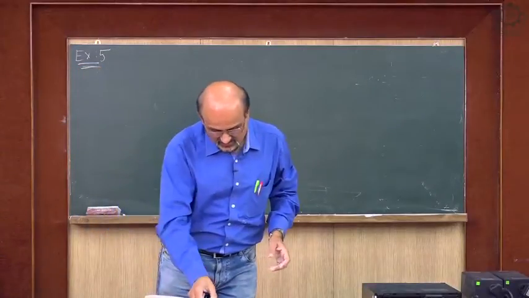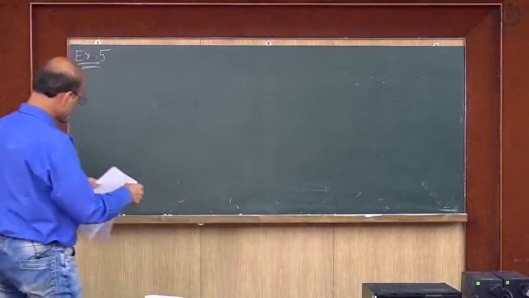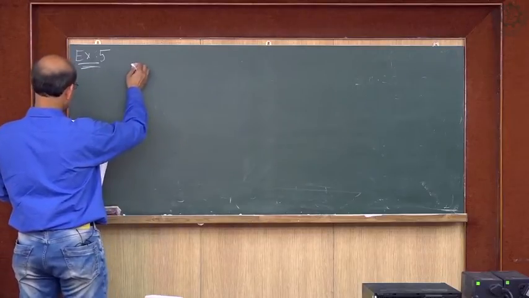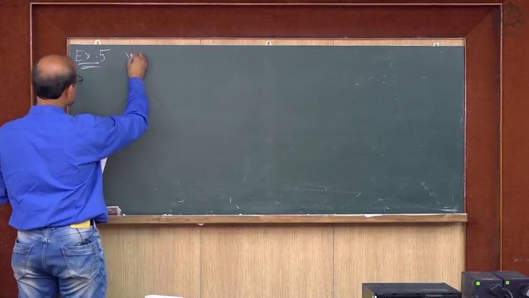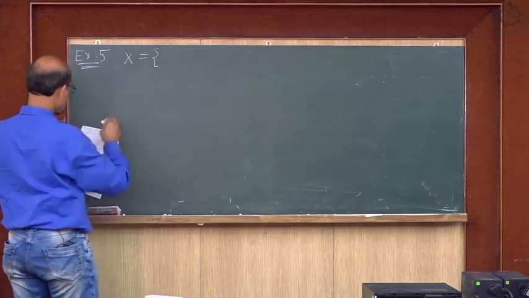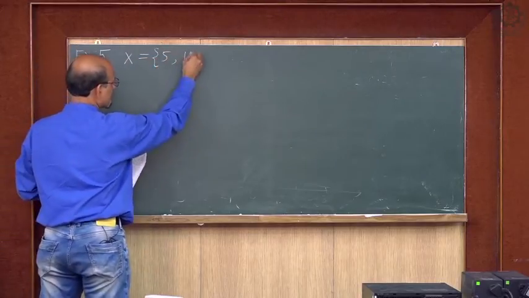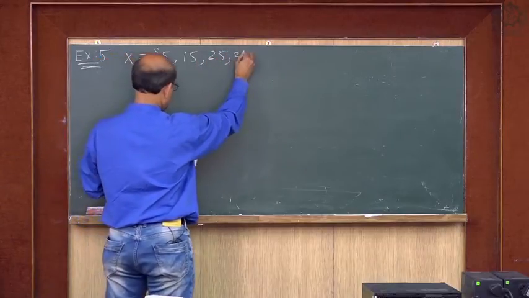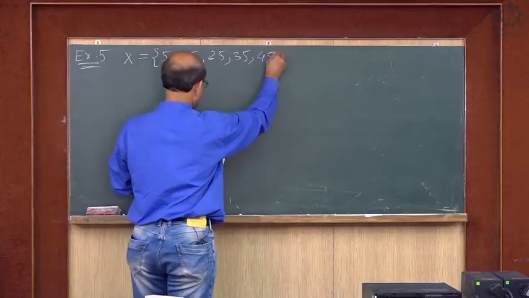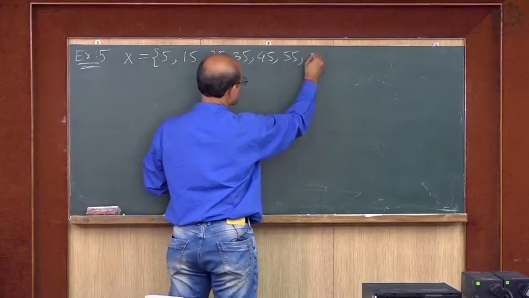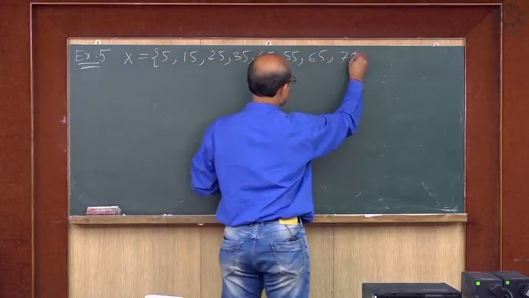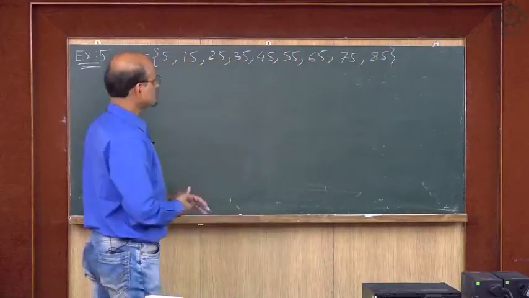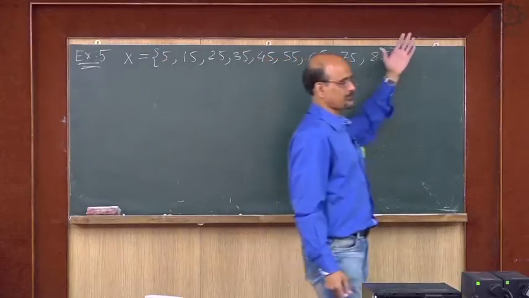So, consider a universal set X which is defined on the age domain. These are the ages of different persons: 5, 15, 25, 35, 45, 55, 65, 75, 85. So we have ages from 5 to 85.